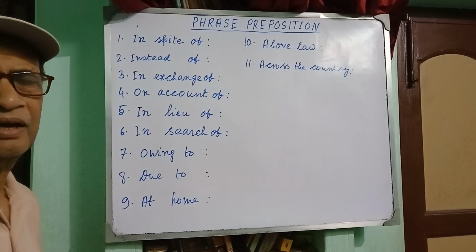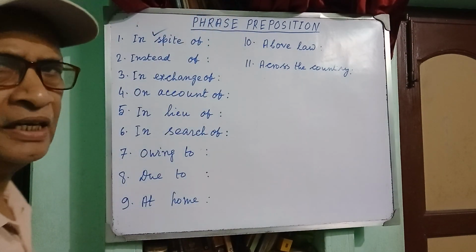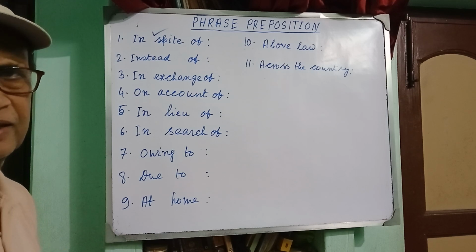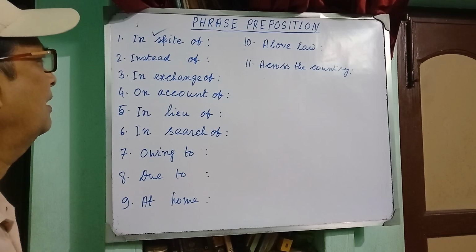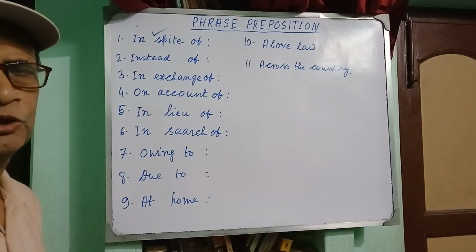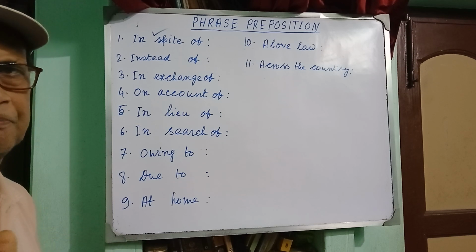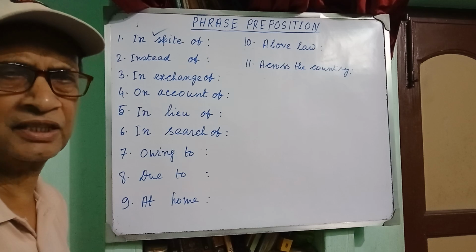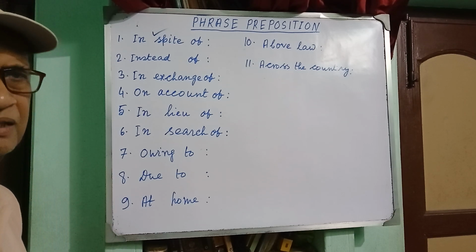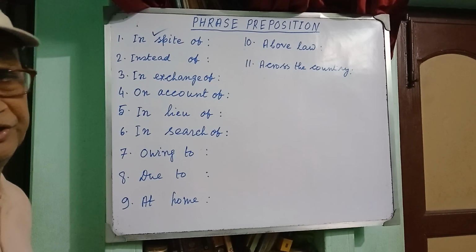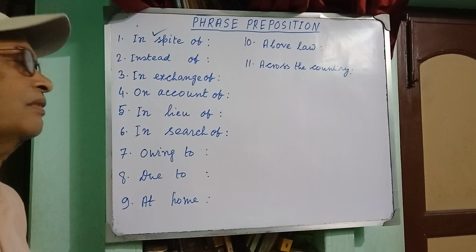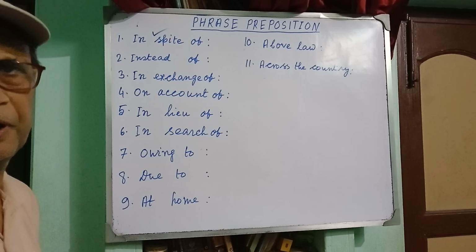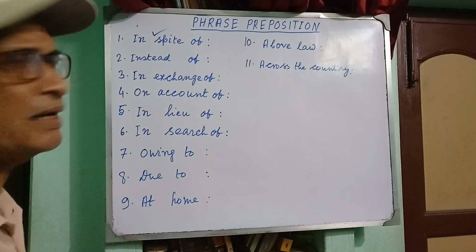My first example is in spite of. In spite of means though or although. You know that in a complex sentence, though or although is used, but in a simple sentence, though and although are replaced by phrase preposition or prepositional phrase. For example, in spite of my illness, I attended the meeting. In spite of my illness, I had to attend the party, the evening party. In spite of my poverty, I helped the poor people during the COVID period, etc.